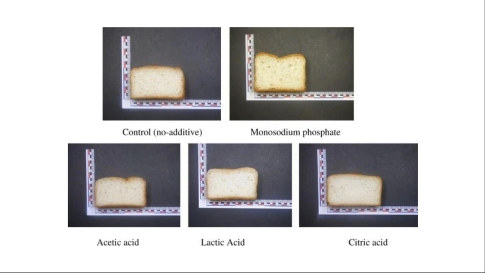So if you look at the bread to see the effect of these agents, you see the control with no additive, and you have monosodium phosphate, where the bread has a very good effect with a large number of pores. So this is a leavening agent which has been added. Here are pictures to show you that among these, monosodium phosphate is a very good leavening agent.